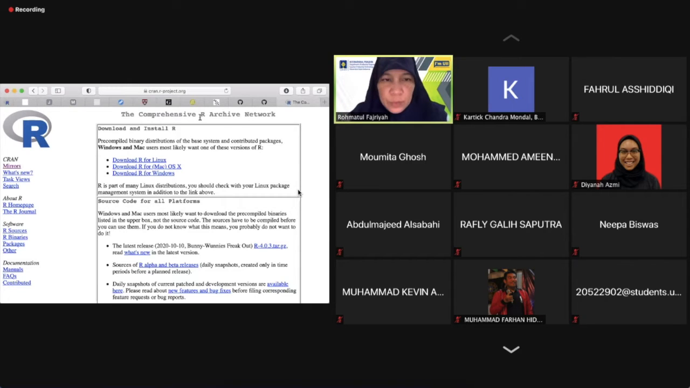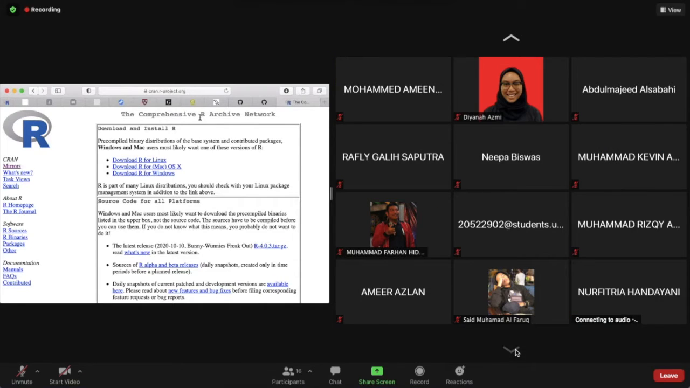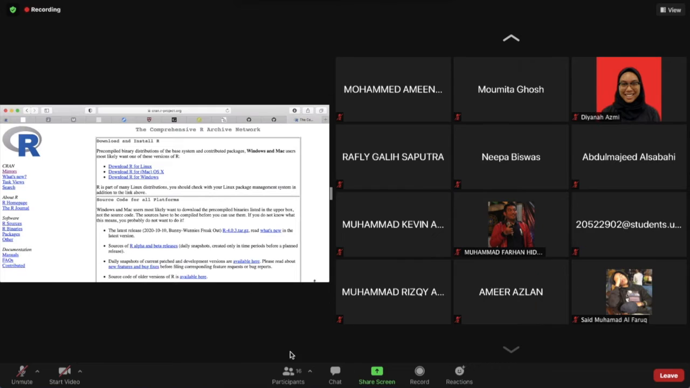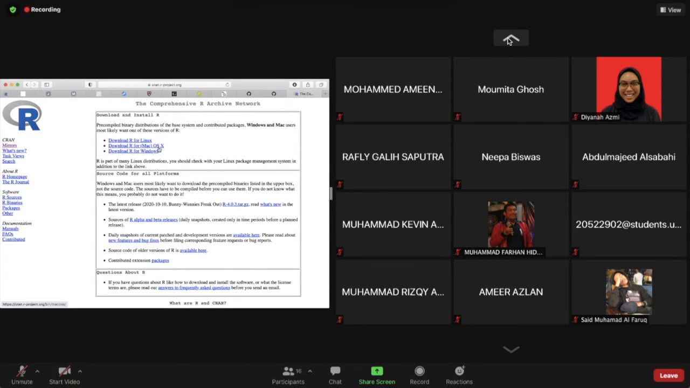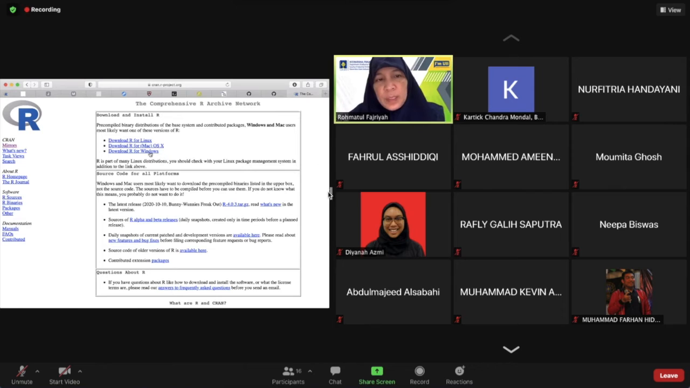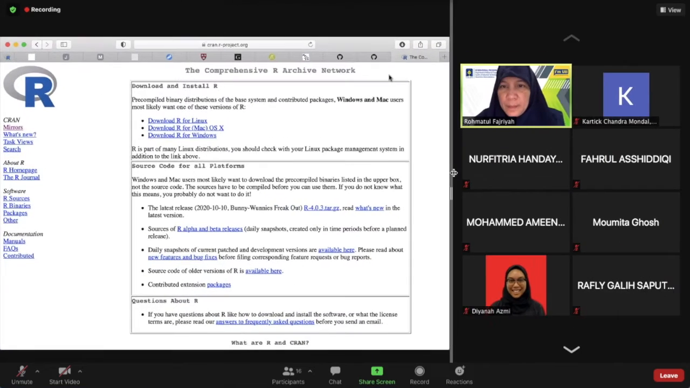First, I ask you to install the R software, which is open source software. Here, you can see on the screen that if your laptop is Mac, then you have to download R for Mac operating system. If you are using Linux, you have to click this one. And if you are working in Windows, you have to click this one. Could you see that?